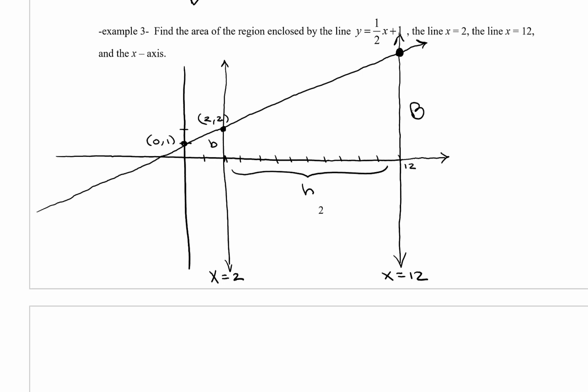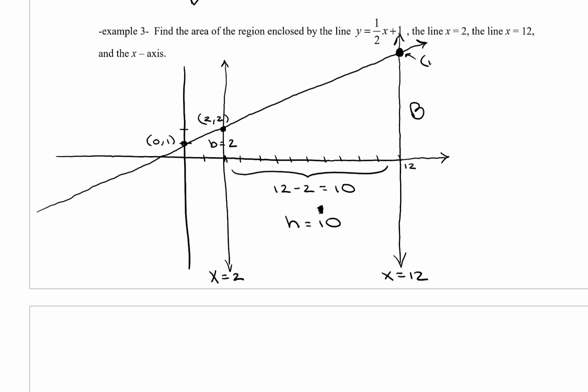And then my height is going to be represented with the length, or the measurement of the length between x equal to 2 and x equal to 12 on the x-axis. So that's going to be 12 minus 2, which is equal to 10. I know the lowercase b is equal to 2 units because that measurement is from 0 to 2 if I measure using the y values. I do not know the measurement of my uppercase B.